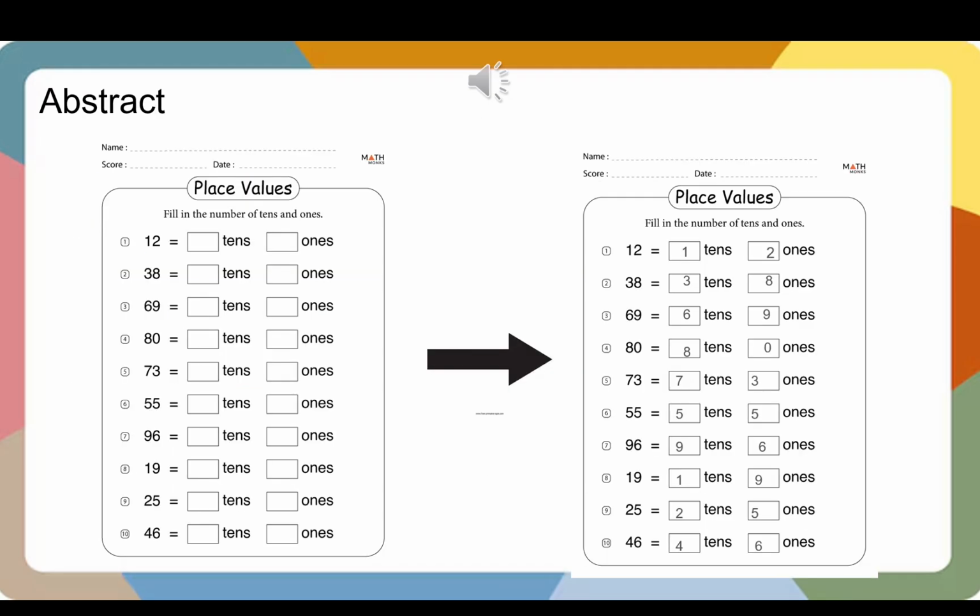For the abstract section, students will complete a place value worksheet that helps them show their understanding using numbers only, no pictures or drawings. Each problem gives a 2-digit number, and students must break it down into tens and ones by writing the correct digits in the empty boxes. For example, if the number is 12, students will write 1 in the tens box and 2 in the ones box. On the right side, I have provided what a completed worksheet looks like.